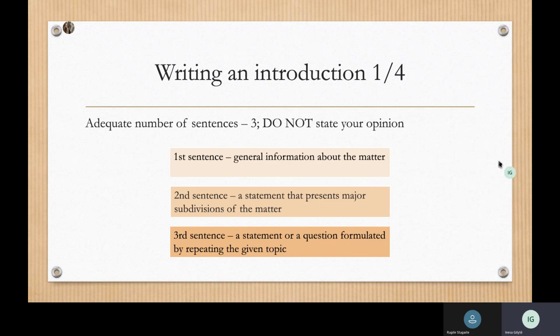And the second sentence is more related to the matter that is given in the task. So you present that the statement has major subdivisions. That means people do not agree on this matter, or there are multiple views that prevail, and so on. And the third sentence is really related to the topic that is given to you, because in this case, you repeat the given topic. You say, what are the advantages and disadvantages of this and that. So as you can see, it just goes from really general to really specific.